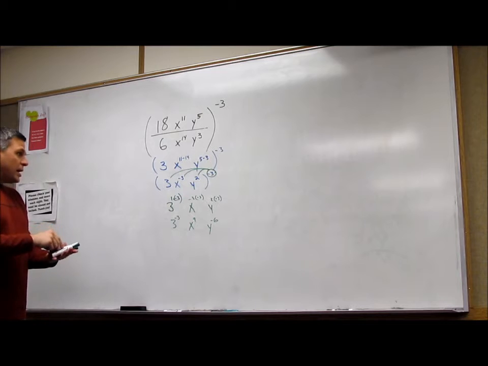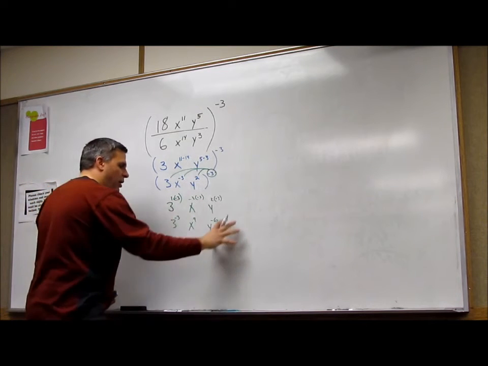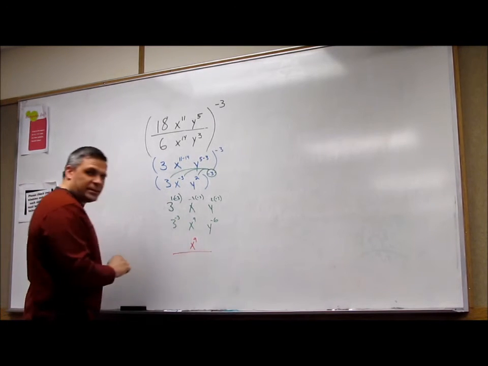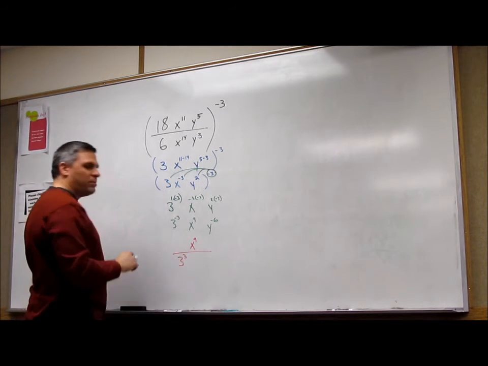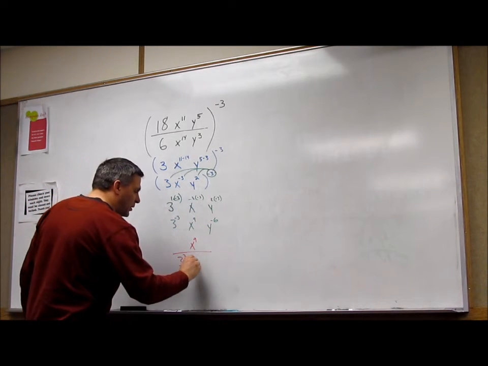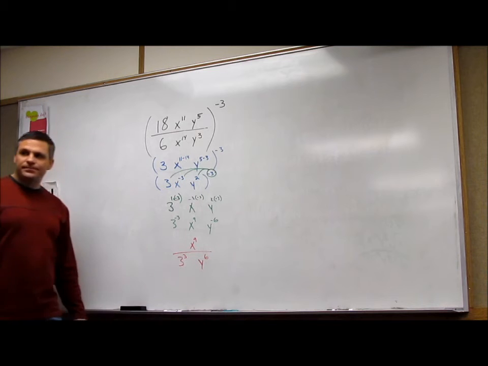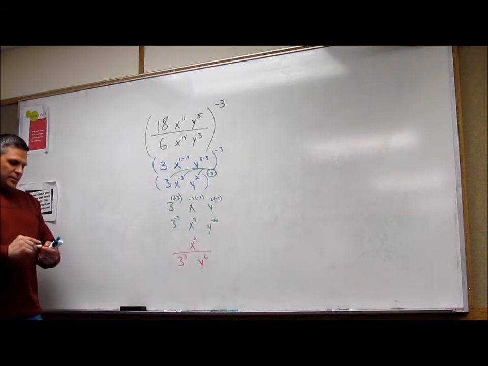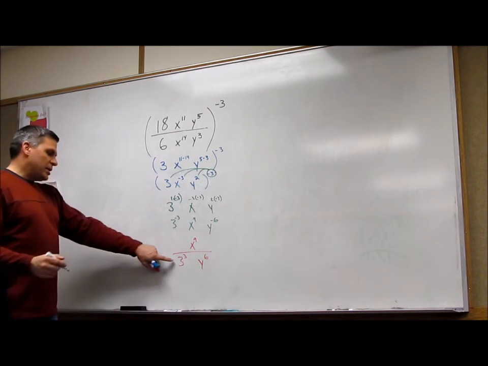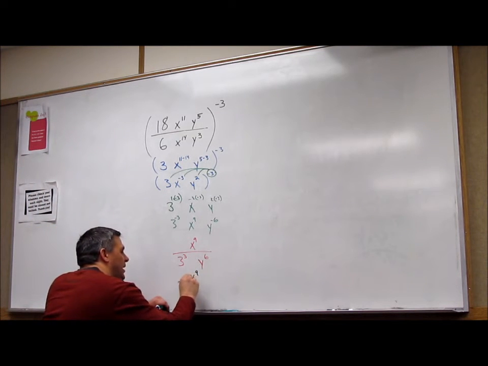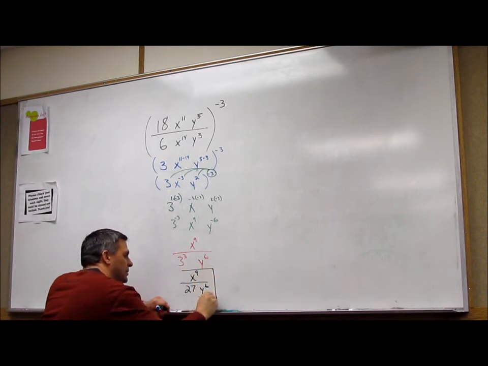Okay? And we'll go with red. Now I'm going to take all their negatives and move them. So x to the 9 stays. 3 to the negative 3 goes down below to become 3 to the positive 3. Y to the negative 6 goes down below to become y to the positive 6. Okay? Then our last step, bring it back to black, is I got to do 3 times 3 times 3, which is 27. So I have x to the 9th over 27, y to the 6th.